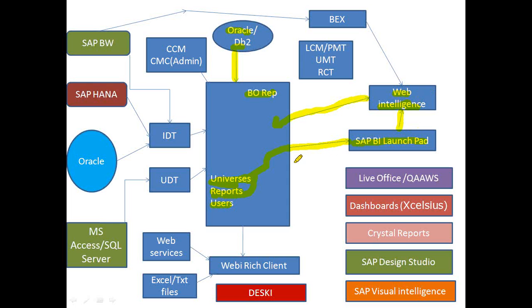So for Web Intelligence, the source is a universe, or you can create a Web Intelligence report by accessing the BEx queries. You can create a Web Intelligence report by accessing the universes, and also by accessing the BEx queries.